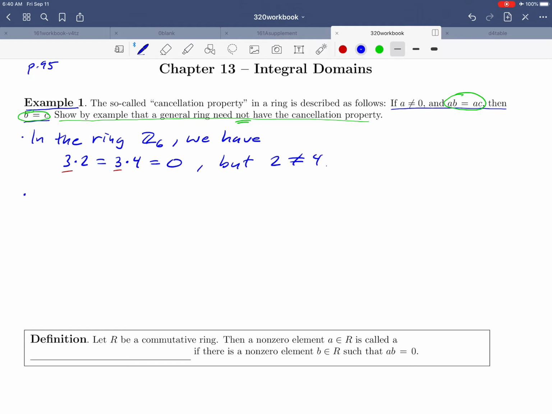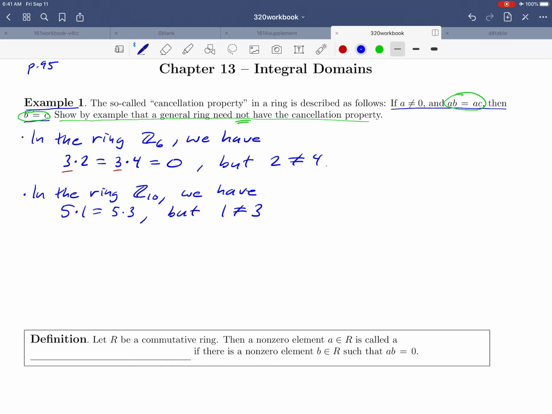Let me give you one more example. In the ring Z10, we have 5 times 1 equals 5 times 3. Do you see why that's true? Because 5 and 15 are both equal to 5 mod 10, so the result of those two calculations is the same in Z10, but we can't cancel the 5's. 1 and 3 are not the same element.